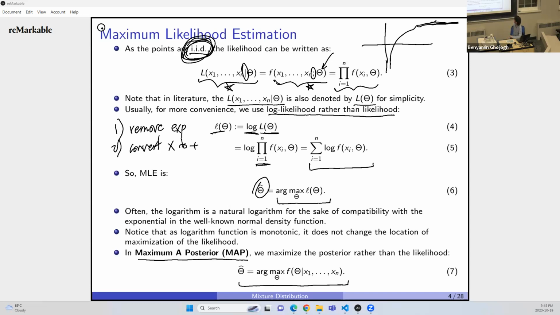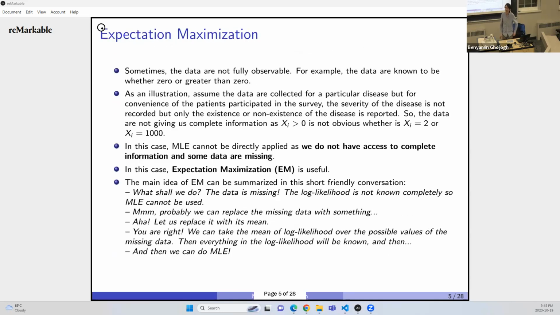I maximize the posterior. Expectation maximization. I think this conversation is interesting. So sometimes the data are not fully observable. Okay. I will tell you some examples. For example, the data are known to be whether 0 or greater than 0. Greater than 0 is vague. Is it 1? Is it 1,000?